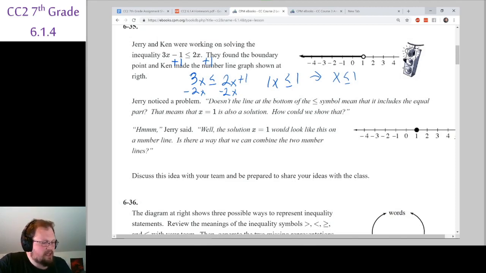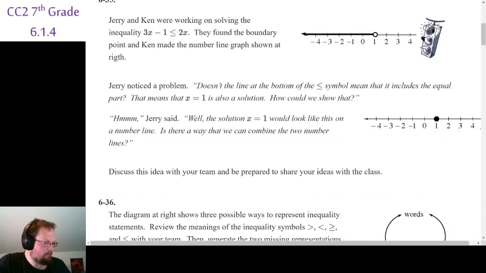This problem is asking what's wrong with the graph that they did right here when they tried to write x is less than or equal to 1. And the answer is that that little symbol, the line underneath the inequality sign, means that you have to put the bubble here filled in. You have to fill in that 1 to indicate that you could plug that in. You could plug in a 1 there.